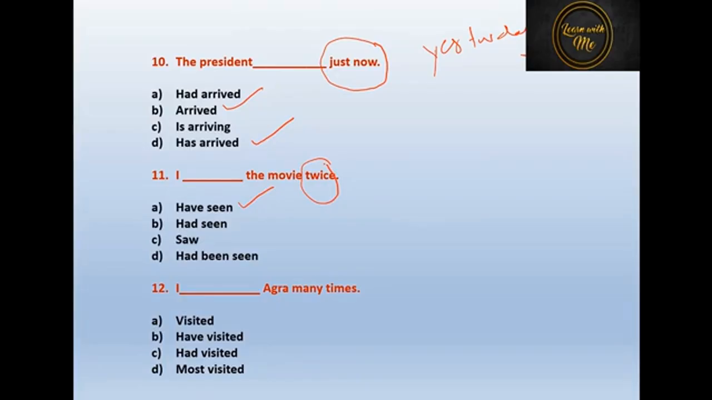Now see the 12th question. I blank Agra many times. Many times. This is in present perfect. I have told you just now, present perfect you will use in 2 conditions. Condition number 1, for just completed actions. Condition number 2, if you see the keyword in the sentence, twice, thrice, repeated actions. So here option B is correct. I have visited Agra many times.